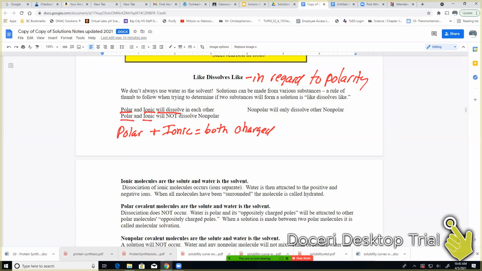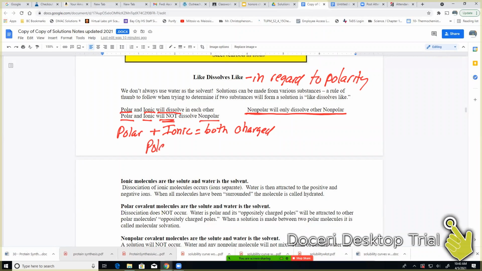Polar and ionic, because both of those are charged, will not dissolve in something nonpolar. So if I'm trying to dissolve some salt in some cooking oil, that's not going to happen. Nonpolar will only dissolve nonpolar. Nonpolar doesn't have a charge, so it's only going to dissolve other things that do not have a charge. So I can get butter to dissolve in oil. I have to mix it up a little bit to get it going, but it will dissolve. They're both nonpolar. Butter's not going to dissolve in water.